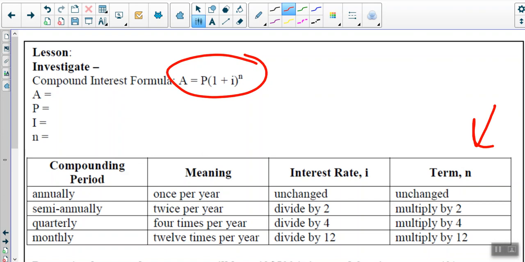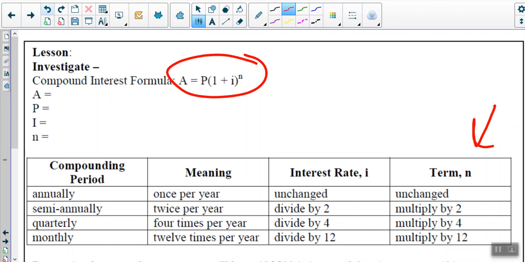Annually means one time a year. So that means you don't have to do anything to the interest rate, anything to the term or the investment period. Semi-annually, 2 times a year. So you will have to divide your interest rate by 2 and multiply your term by 2. And I'll explain why that is as we get doing some calculations. Quarterly, that means 4 times a year. You'll divide your interest rate by 4, but multiply your term by 4.